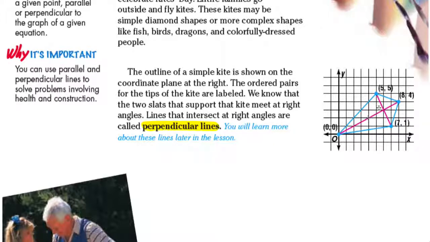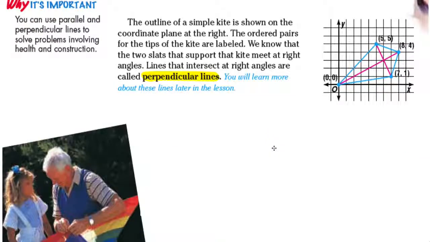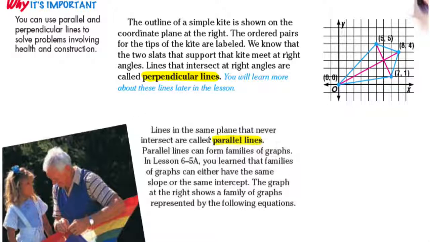So this is a kite, and these two pink lines are perpendicular lines because they form right angles. We're going to talk about that later. When you talk about lines in the same plane that never intersect, they are called parallel lines. Parallel lines can form families of graphs.